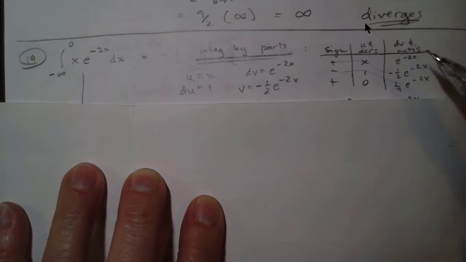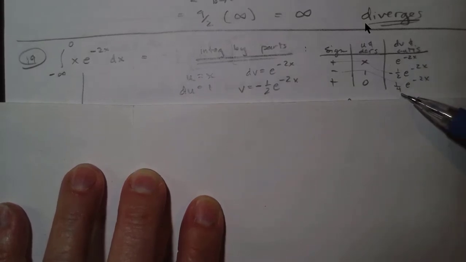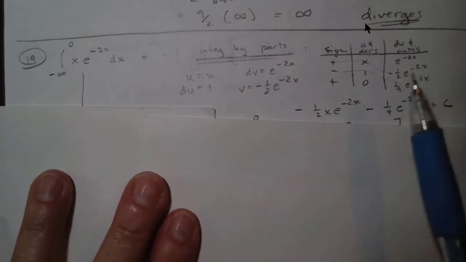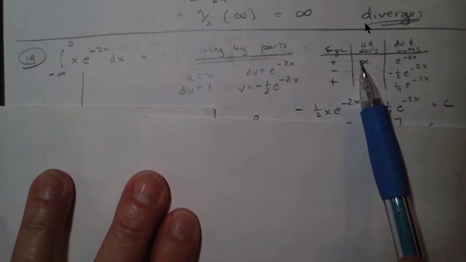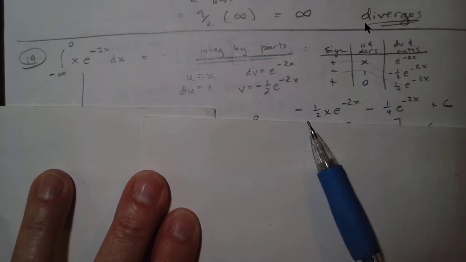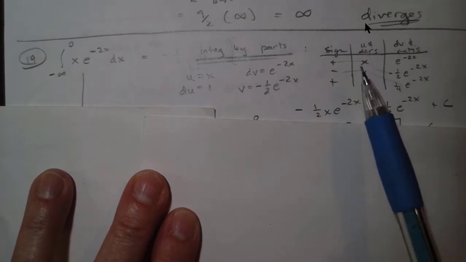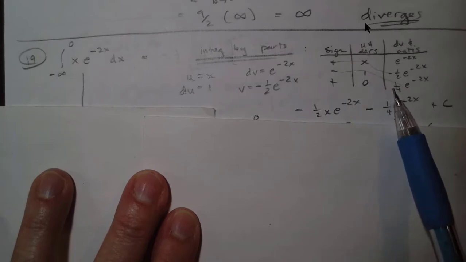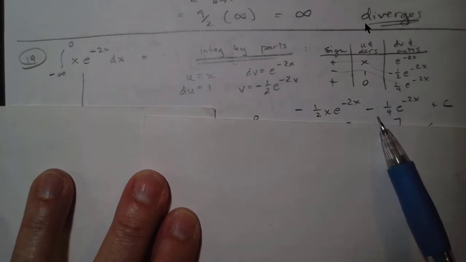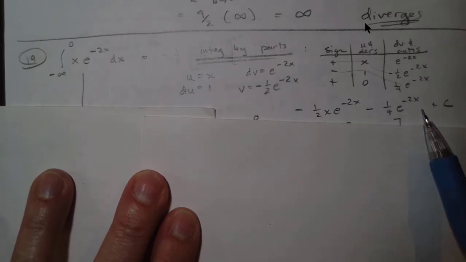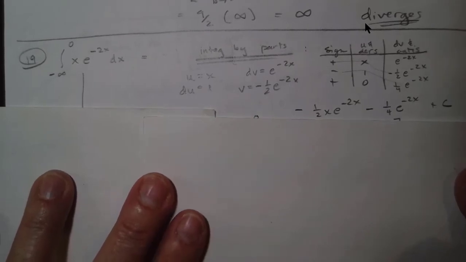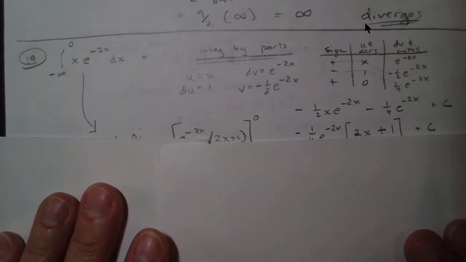So e to the negative 2x, the antiderivative, negative 1/2 e to the negative 2x, the antiderivative, 1/4 e to the negative 2x. So this becomes positive times x times negative 1/2 x e to the negative 2x. Negative times 1 times positive makes it negative 1/4 e to the negative 2x plus c. Of course, we're going to be doing a definite integral, so we don't need the plus c.